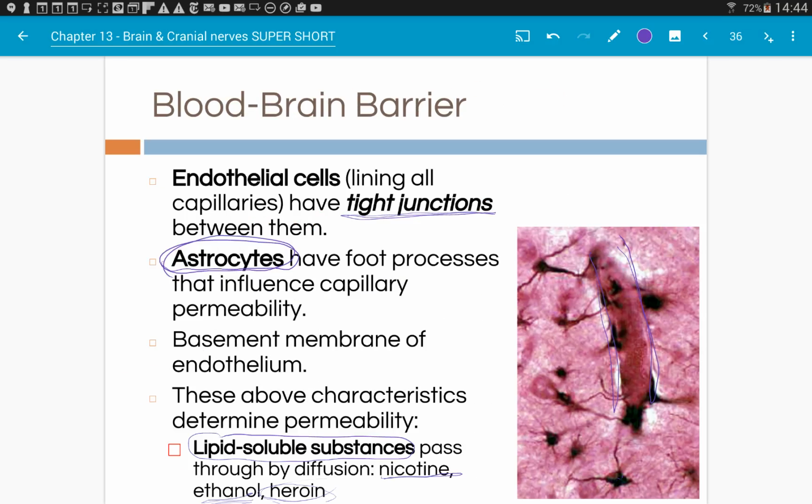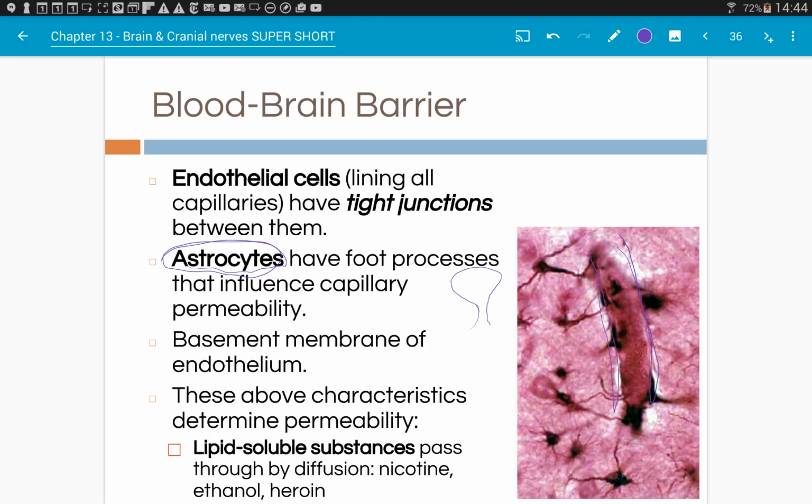I believe this is our last slide. And it talks a little bit about the blood-brain barrier. If you remember, we talked about the blood-brain barrier quite a while ago, when we were talking about cell types. There's a specific type of cell that's really important in forming the blood-brain barrier. Those are your astrocytes. They have those little processes off of their body that are filled with cytoplasm and wrapped in their own plasma membrane. It's a foot process, and it basically wraps around a capillary.